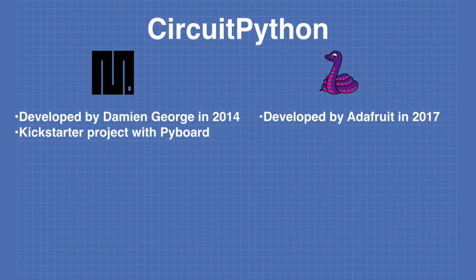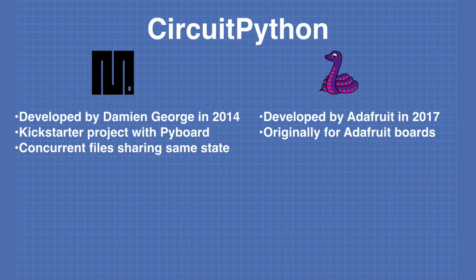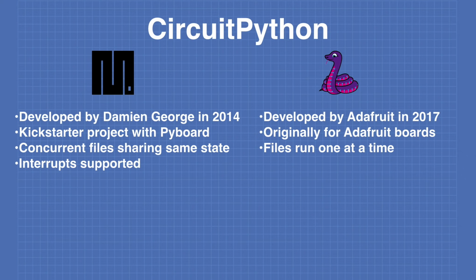MicroPython was originally part of a Kickstarter project with a product called the Pi board. CircuitPython was originally developed for Adafruit boards. MicroPython allows current files to share the same state. CircuitPython is much simpler, where files run one at a time. One advantage of MicroPython is that it supports interrupts, whereas CircuitPython does not support interrupts.